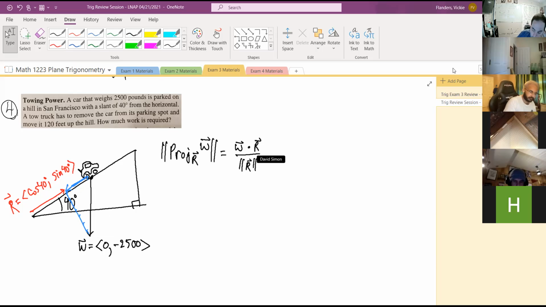However, the magnitude of R here is 1. R is a unit vector because it's just a cosine and a sine. Cosine squared plus sine squared is 1. Since it's a unit vector, the denominator here is just going to be 1. And W dot R is going to be 0 times the cosine, so just 0, and then minus the 2,500 times the sine of 40 degrees.